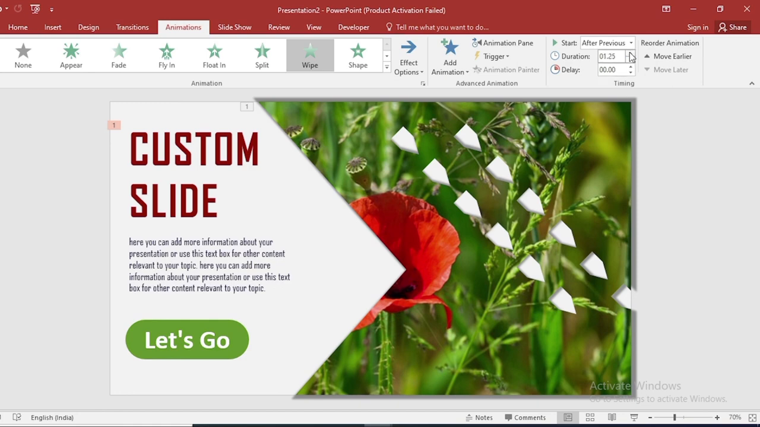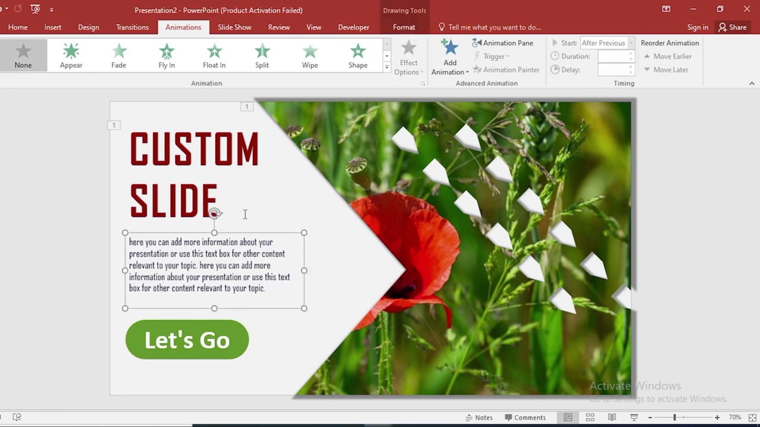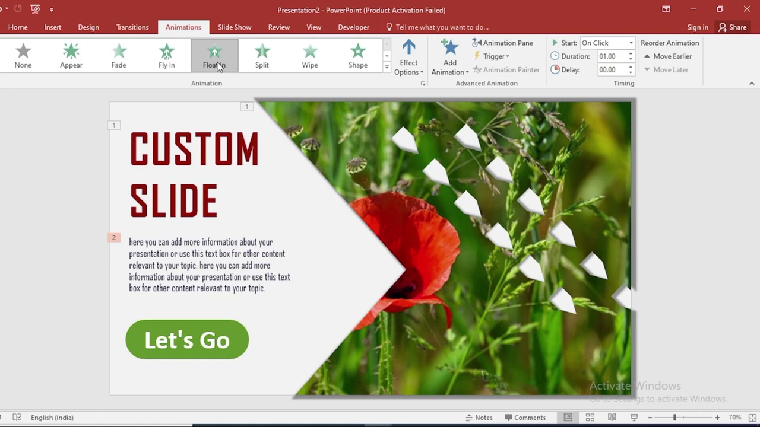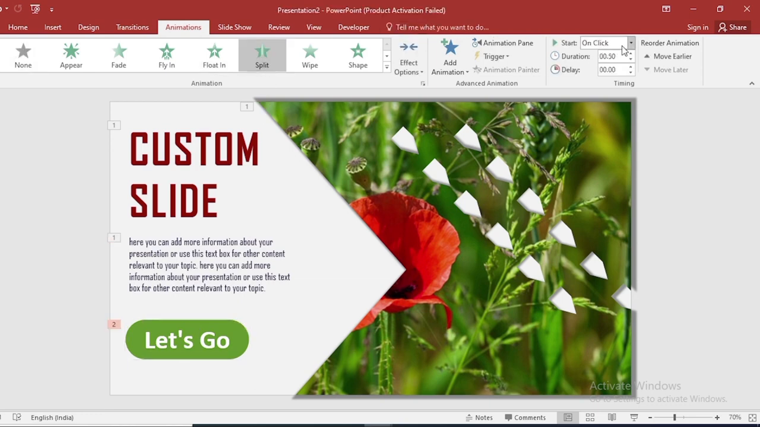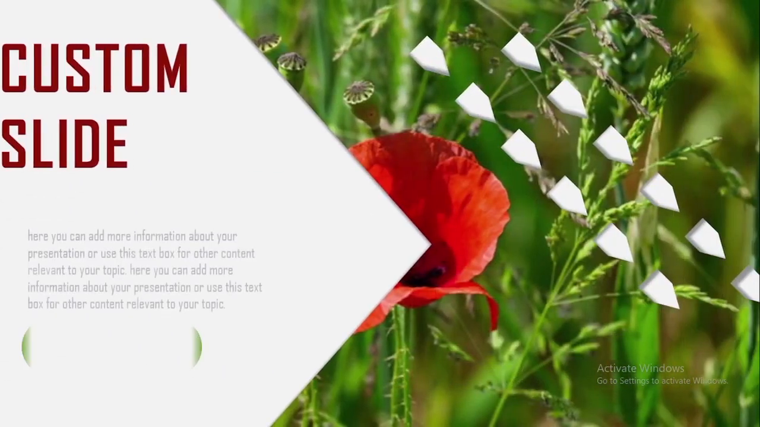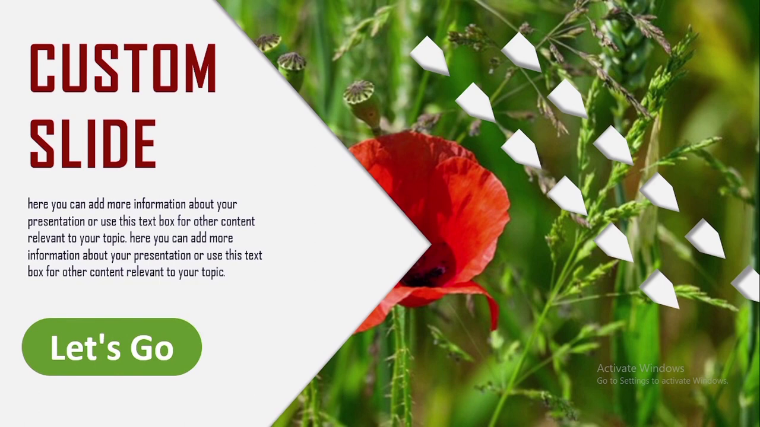Also increase the duration. Select the text box, apply the Float In animation. Select Start After Previous. Also increase the duration. Select this, apply the Split animation. Select Start After Previous, also increase the duration. Now click on Slideshow. You have learned how to create a customized, stunning presentation in PowerPoint.